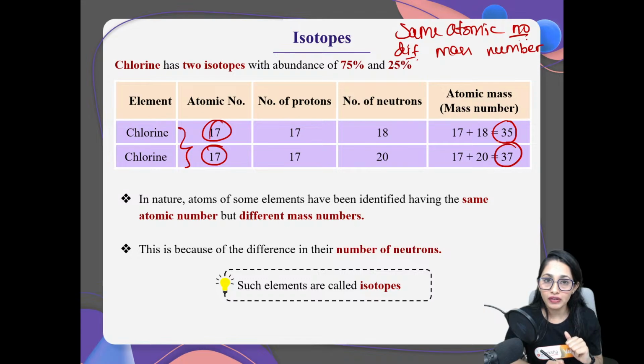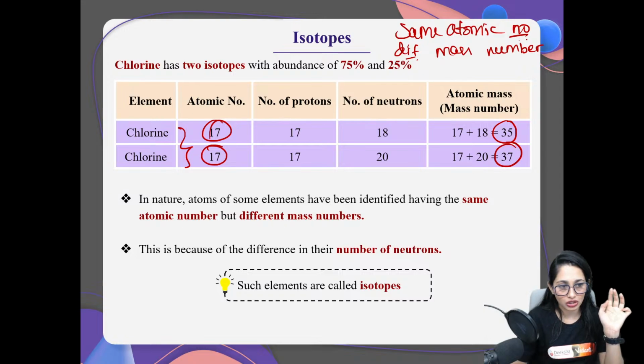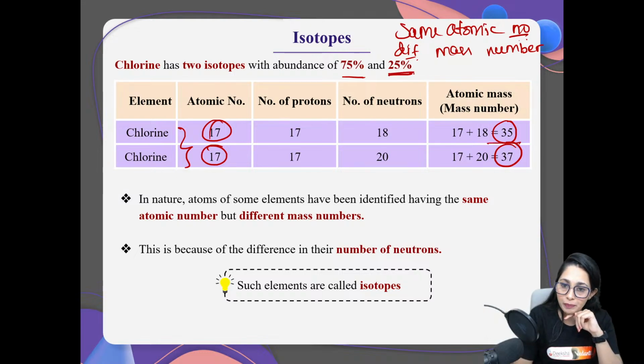So which one should we consider, 35 or 37? This is the confusion, right? So we are going to do something. What are we going to do? We are going to take the average. How are we going to do that? By the abundance in nature. So the isotopes' abundance will be determined. Chlorine has two isotopes with abundance 75% and 25%. Which is present in 75%? It is chlorine-35. 25% chlorine-37 is present.